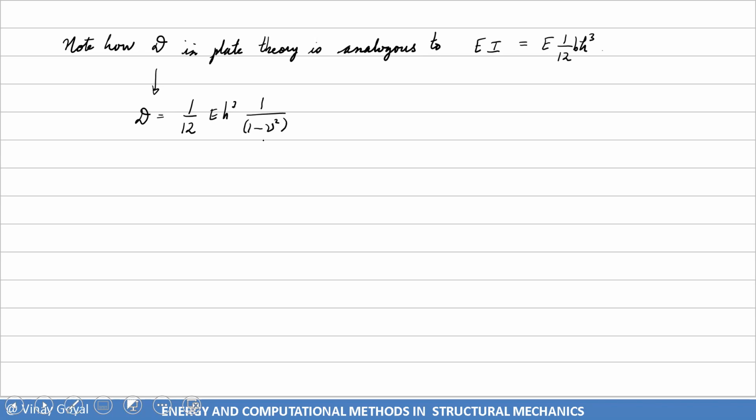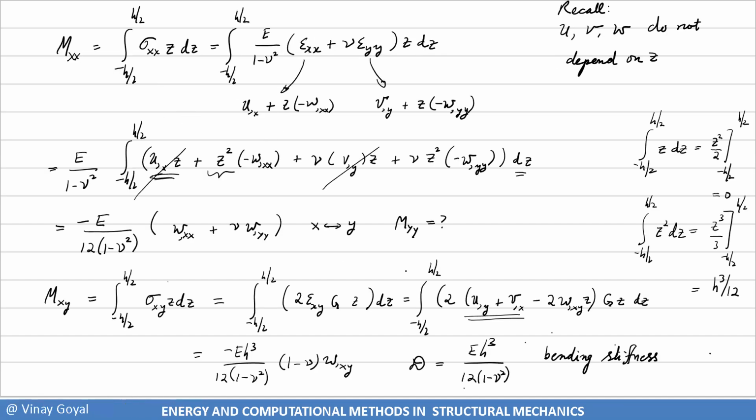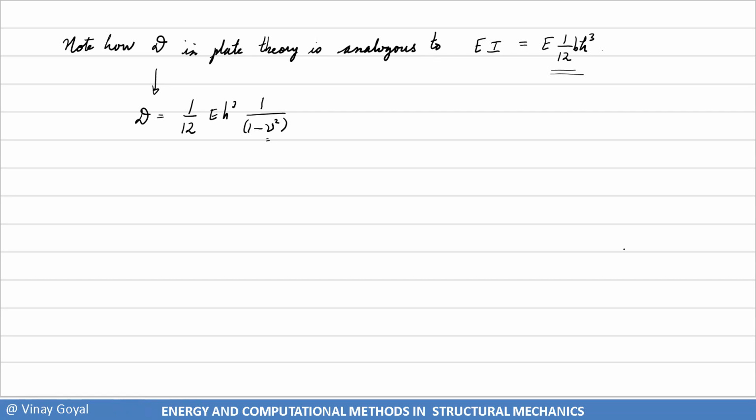You can see if I set nu equals 0, that looks like that a lot. There's a B missing. That makes sense because I only integrated through the thickness. I didn't integrate also through the width. If I integrate through the width, I will also get a B here, and that will match exactly what I have here. So obviously that's not my case, so that's what we get. So you can see how that's analogous to plate theory, to beam theory.